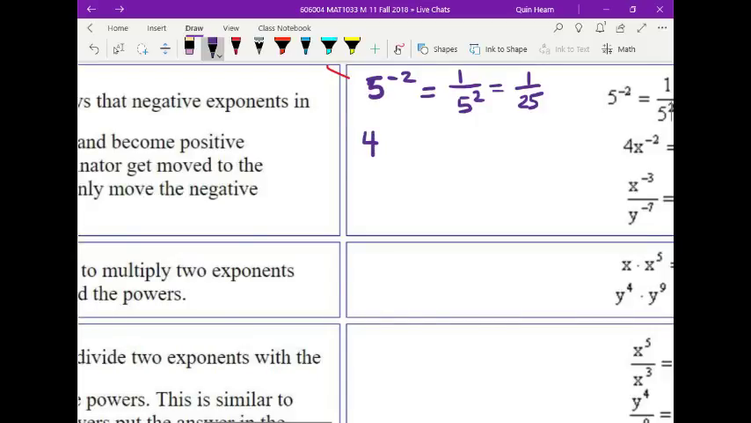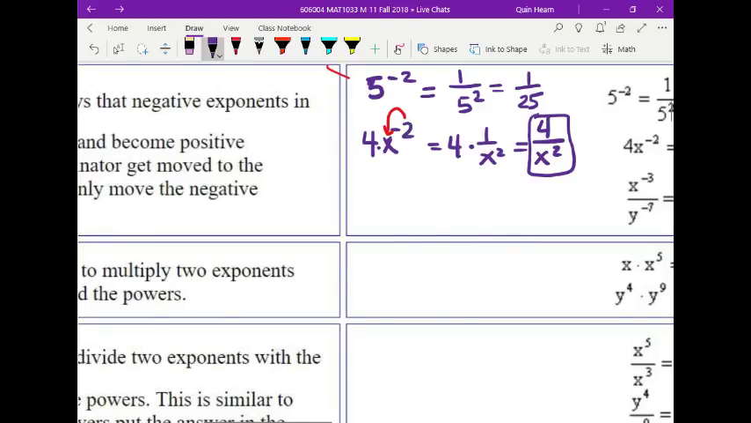How about 4x to the negative 2? So this one is a little bit tricky because you have to keep in mind that the exponent only affects what's immediately in front of it, or immediately to the left of it, in other words. So we have a 4 being multiplied by 1 over x squared. Or another way of saying it is you keep the 4 in the numerator and bring that x squared down to the denominator. This is the preferred way to write the answer most of the time here.